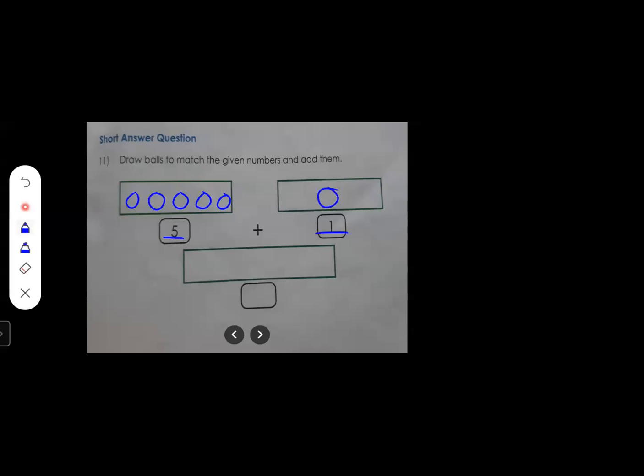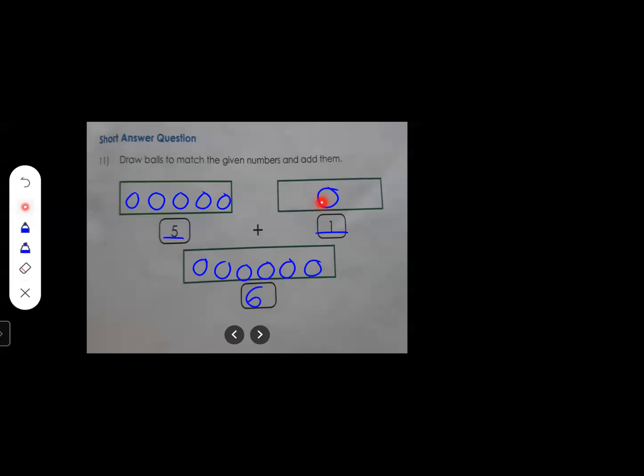Two, three, four, five, six. And in the box we will write 6. So this is how we have solved the sum. Here it was written 5, so we have drawn 5 balls over here.